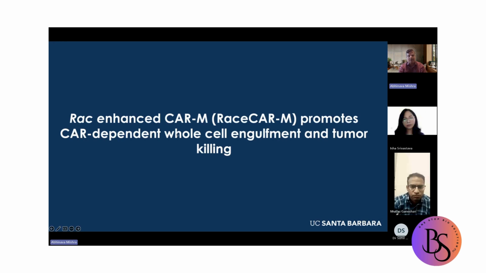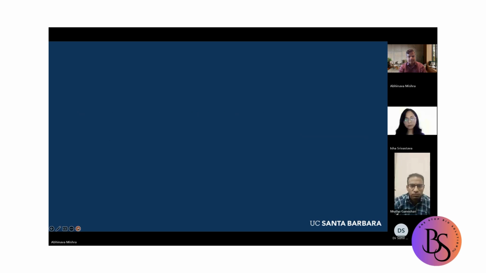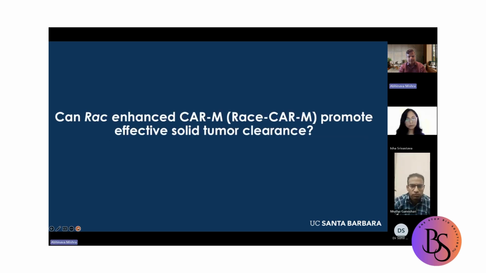Again, that is how we concluded that the RAC enhanced, we call them RAC enhanced CAR macrophages, or RACE CAR macrophages, are able to promote CAR dependent whole cell engulfment and tumor killing. So the next question is, because the problem is in the solid tumor, can we target solid tumors with the CAR macrophages?